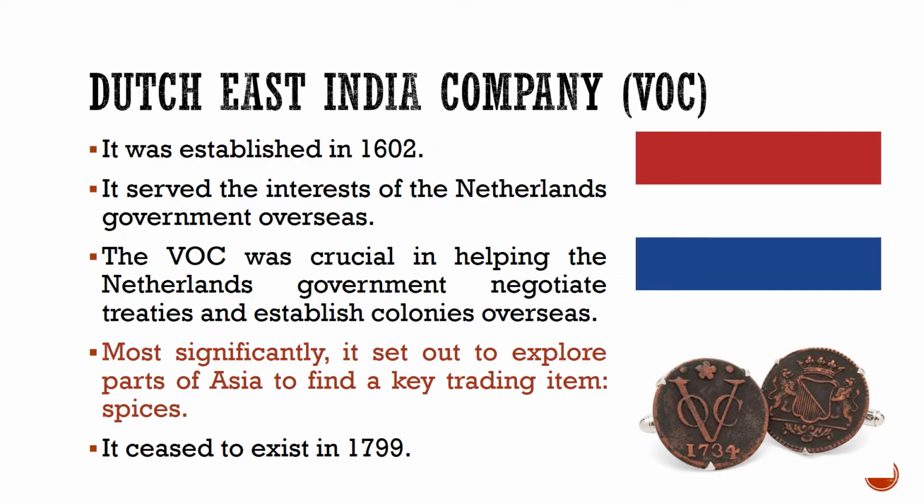So if you recall, why did the Dutch and Portuguese actually come to Southeast Asia first? Do you remember about the spice trade? Why? Because in Southeast Asia, spices were very popular to be grown in this area. So the Dutch East India Company, the VOC, came to parts of Asia to find spices. That's the key reason why they wanted to come to this area.